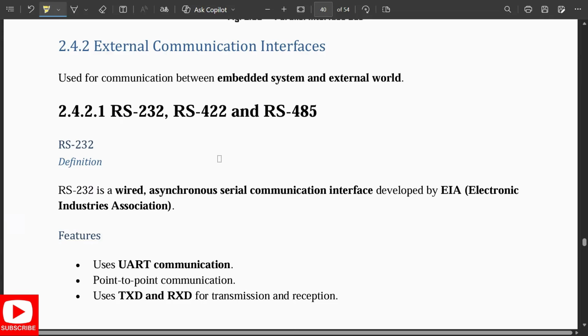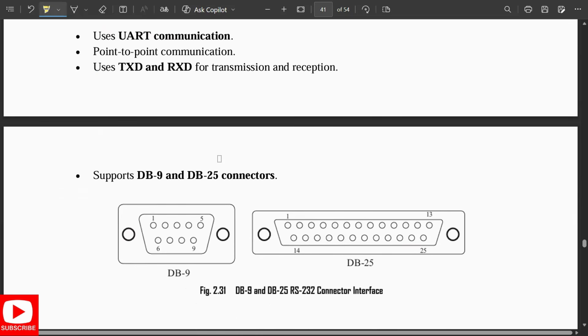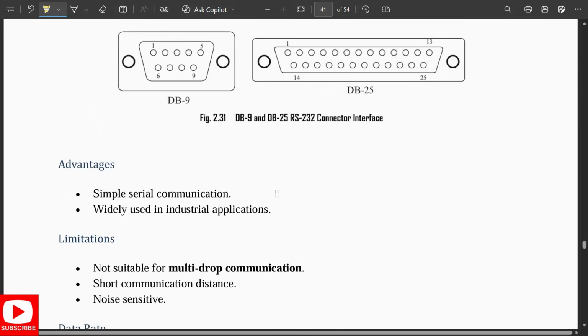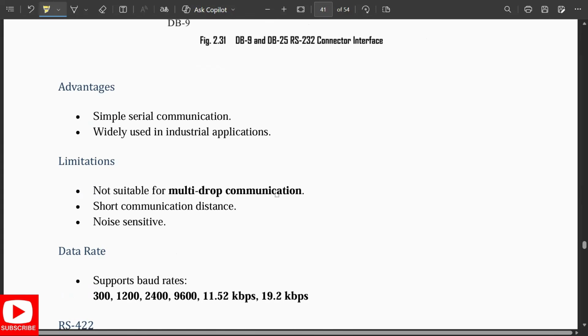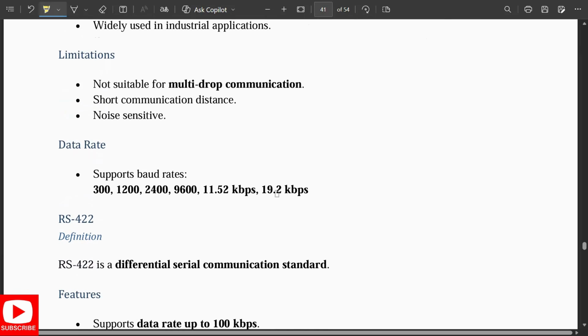So the differences between these interfaces: RS-232 is a wired asynchronous serial communication interface developed by the EIA, that is Electronic Industries Association. Here it uses UART communication, point-to-point communication. It uses RxD and TxD for transmission and reception. This supports DB9 and DB25 connectors. So this is the DB9 and DB25 connector interface. Next, advantages: it is simple serial communication used in industrial applications, but it is not suitable for multi-drop communication.